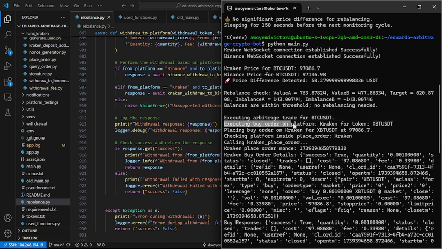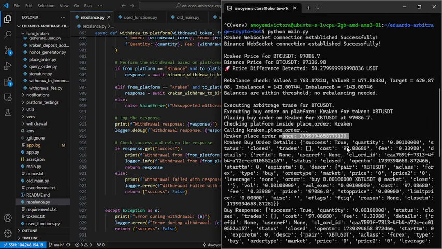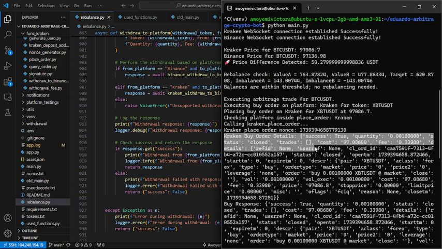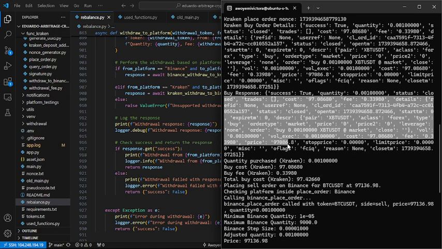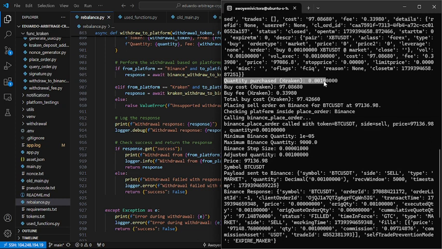The bot executed a buy order on Kraken. For Kraken, the symbol is XBT/USDT. It places a buy order on Kraken at 97,086.7. Then it places the order and it gets announced. This is the buy order details on Kraken, and this is the buy response as well. This is the quantity purchased, which is 0.001 BTC. The buy cost is this. The buy fee is 0.33980.